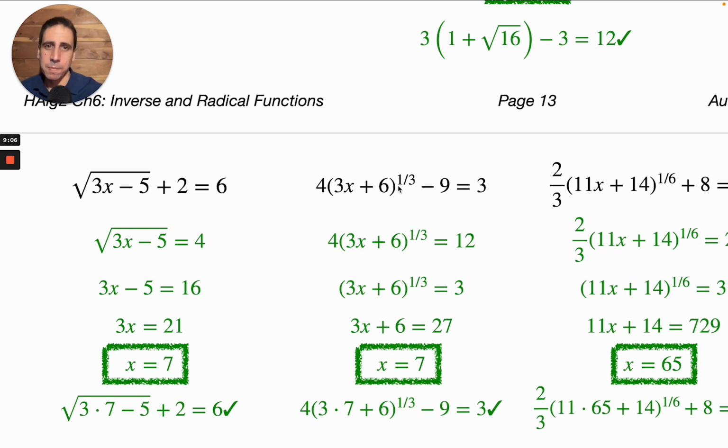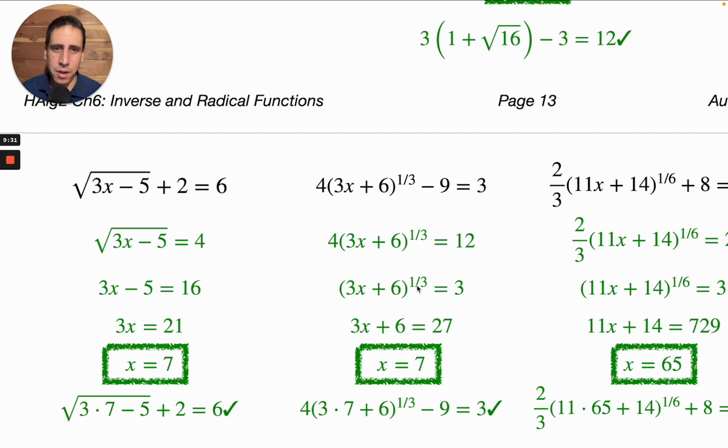Here, let's do this one. Now, you and I both know that a fractional exponent is the same thing as a radical, so this is the cube root. This will be 4 times the cube root of 3x plus 6 minus 9. Undo the operations on the outside first. So add 9, divide by 4, you get this. Now we have a radical to undo. Let's raise both sides to the third power.